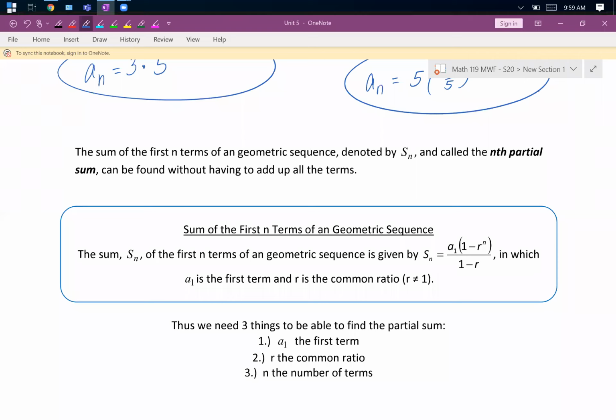All right, so finding the sum of the first n terms of a geometric sequence, our partial sum S sub n is given by a sub 1 times 1 minus r to the n power, all divided by 1 minus r. This is where a sub 1 is our initial term and r is our common ratio. So we need 3 different things to find the partial sum of a geometric sequence. We need to know the first term. We need to know our r value. And we need to know the number of terms.